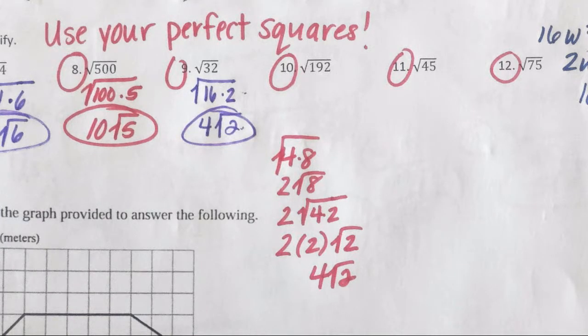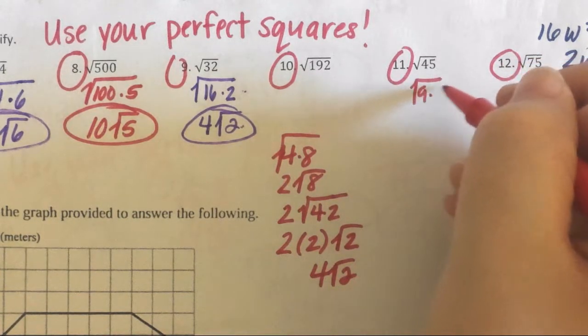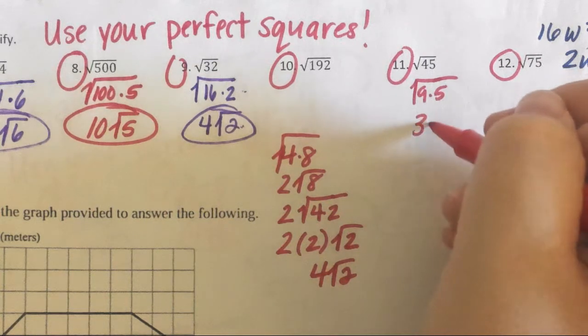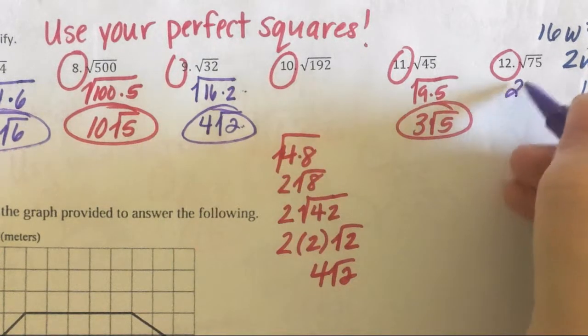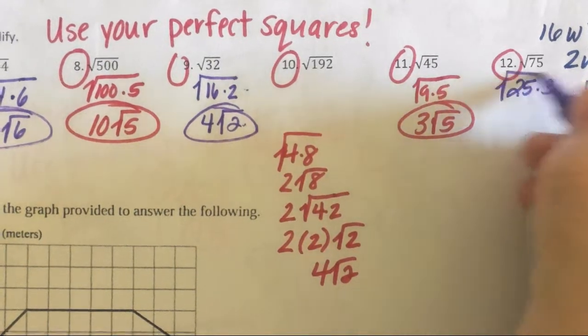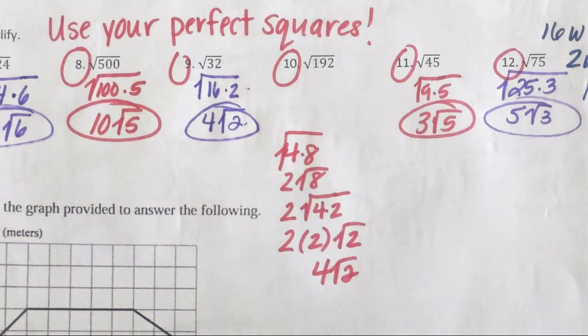Okay, we will save number 10 for a second because it's a doozy. Let's go ahead and get number 11 out of the way. Yes, dear. It is 9 times 5, and the square root of 9 is 3, so it is 3 square roots of 5. Your group can have a point. And then, yes, dear. 5 square root of 3. Yes, so it's 25 times 3 is 75, so we get 5 square roots of 3. That's perfect. And your group can have a point for that.